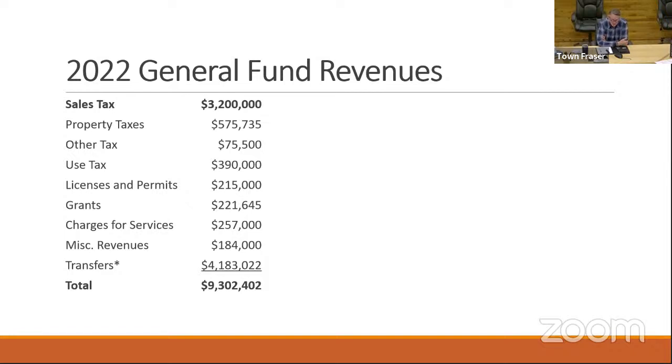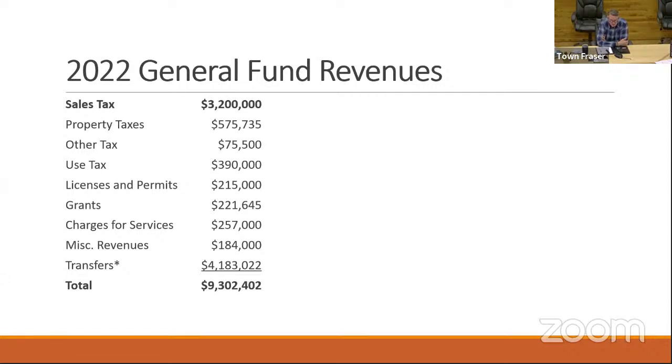In 2022, for the general fund, just the general fund, I want to give you an idea of what we project for our revenues. As you can see, sales tax leads this list. We're projecting over $3.2 million in sales tax generation. And our trends have shown that our sales taxes have been increasing somewhere from 14 to 18% every year for the past 3 to 4 years.